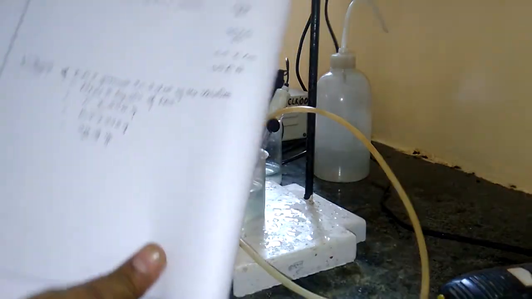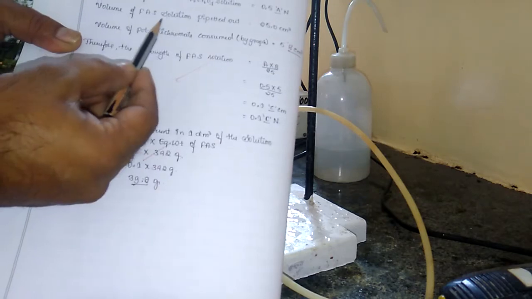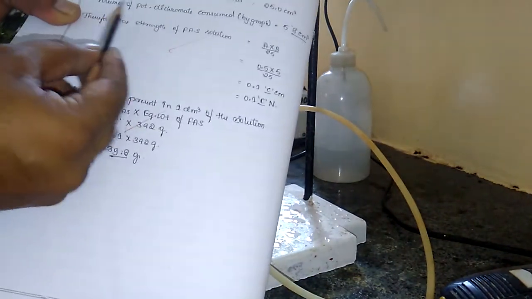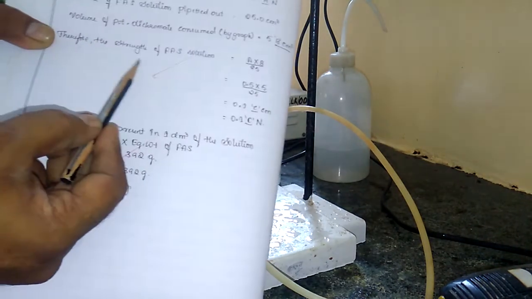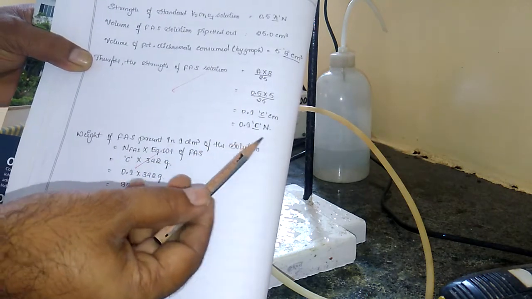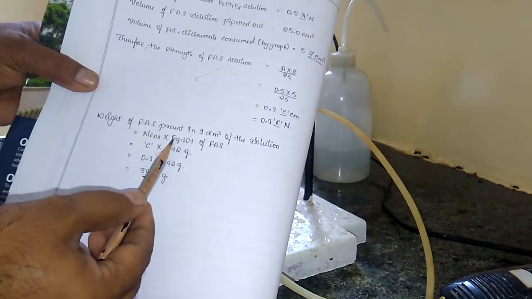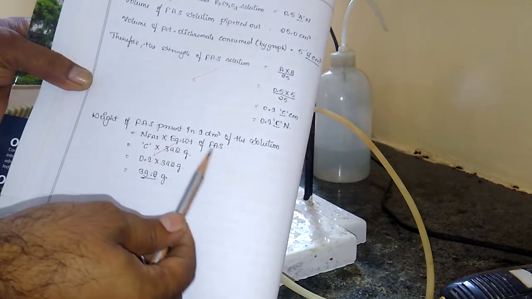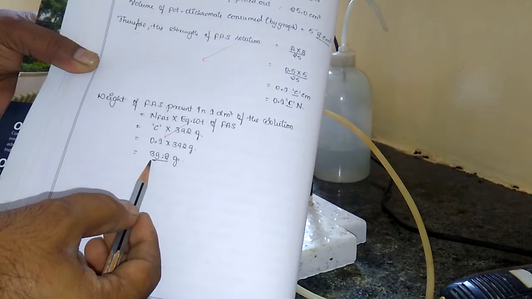These are some calculation parts here. The strength of the potassium dichromate is 0.5 normal. Volume of FAS pipetted is 25 ml into this beaker, and volume of potassium dichromate consumed from the graph is 5. Therefore, the strength of the FAS is A into B divided by 25, which gives 0.05 normal, 0.01 normal. Using that, we can calculate the weight of FAS. That is the previous value multiplied by the equivalent weight of FAS, that is 392, and it gives at the end 39.2.